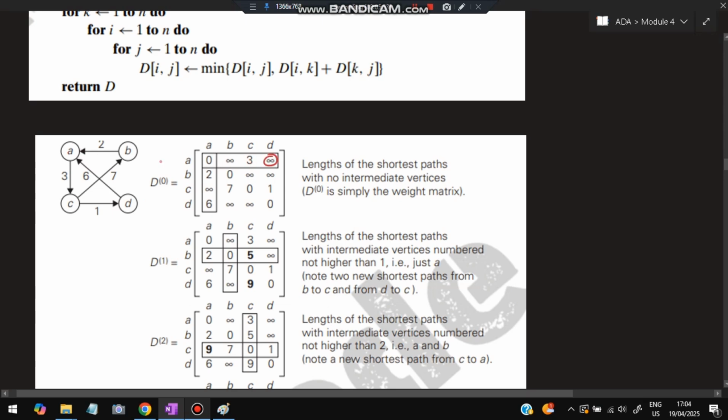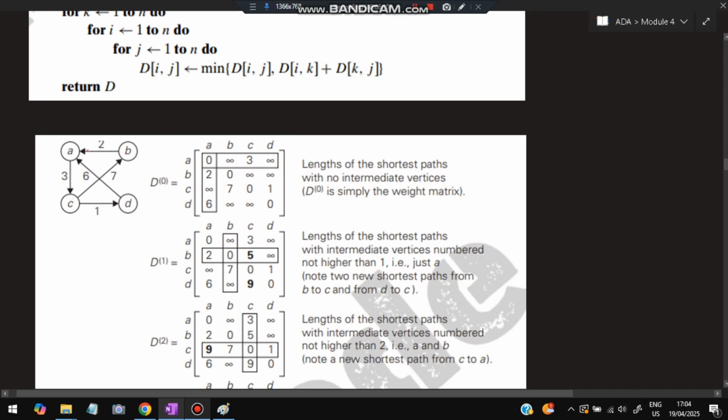Sorry, infinity. Okay. The A to A is 0 because there is no self loop. And A to B, there is no edge, so it is infinity. A to C, there is an edge, it is 3, so we will be writing 3. A to D, there is no direct edge, so it will be infinity. So whichever does not have a direct edge, that we will be writing infinity. Like that we'll be doing for all.